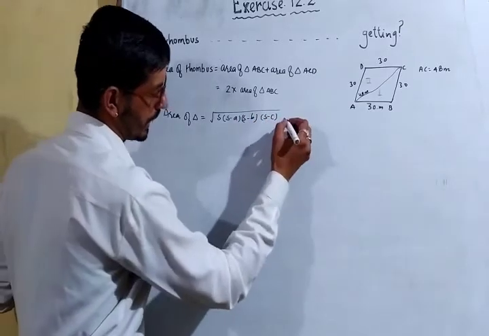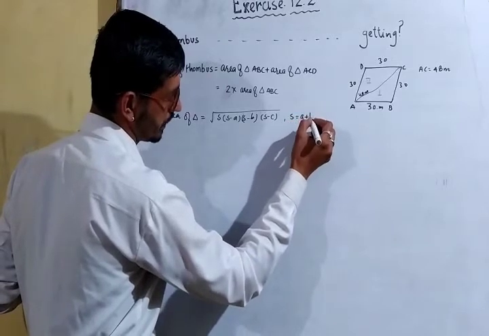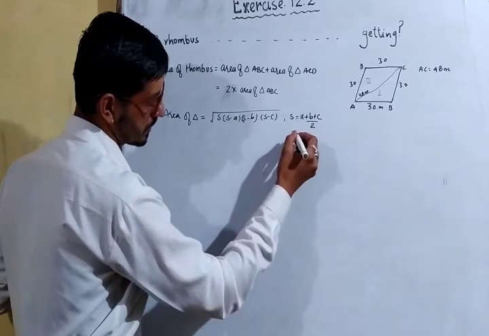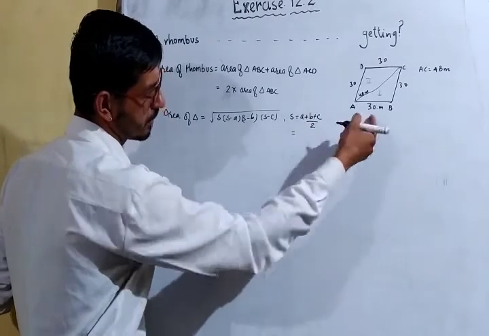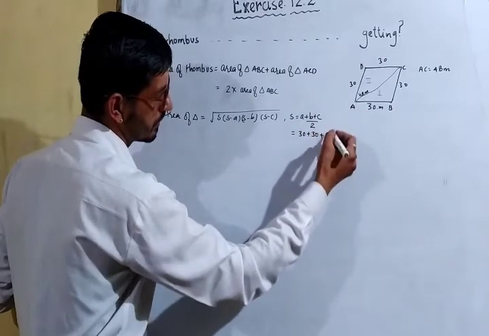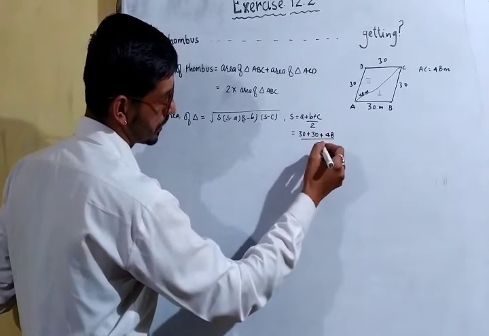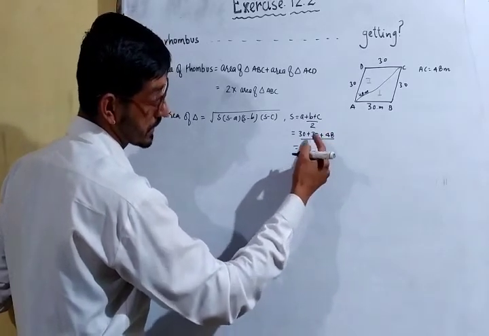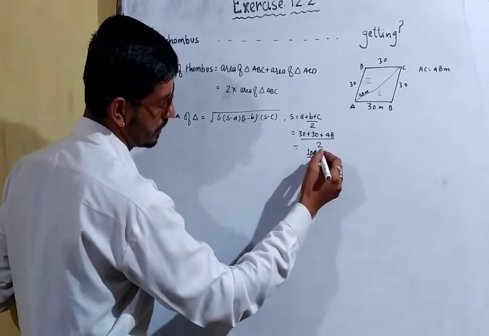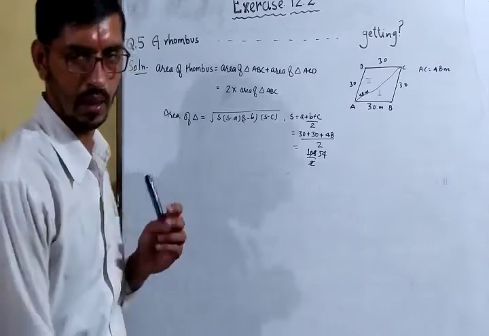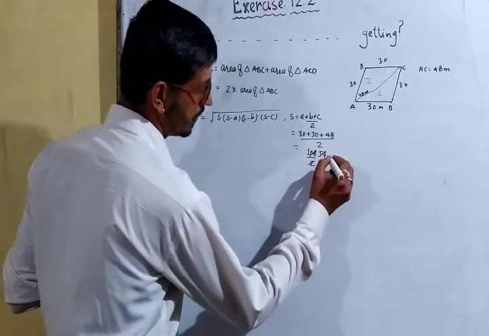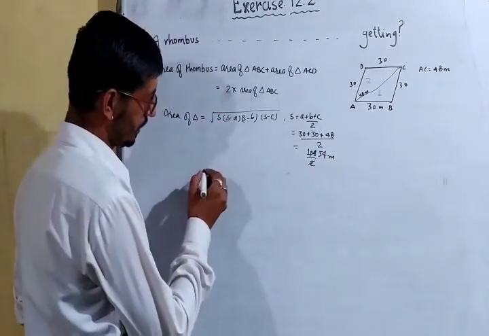Okay, and what is S? S equal to A plus B plus C upon 2. So we will find S first. So what will be S? A, let's suppose 30 meter, B is 30 again, C is 48, upon 2. 30, 30, 60, 60 plus 48, it will be 108 upon 2, that is 54. So we will have the half of the perimeter, that means S is 54 meter. Now put in the formula.